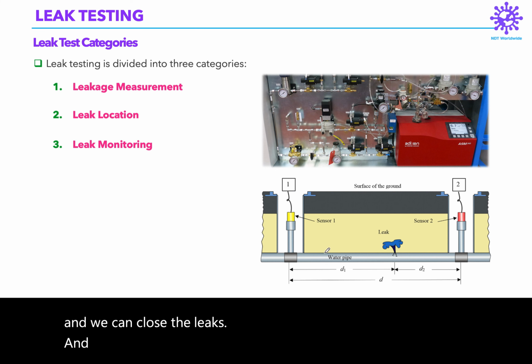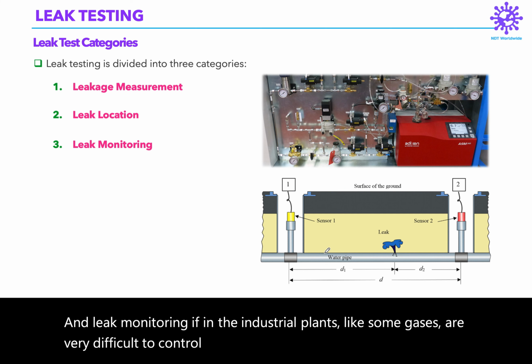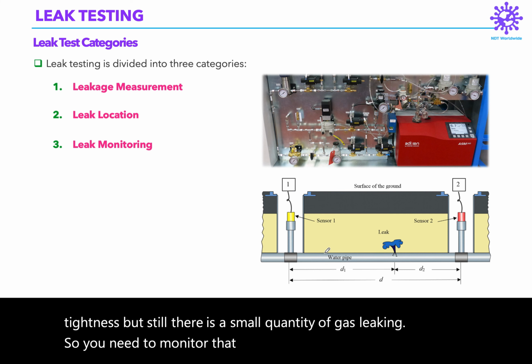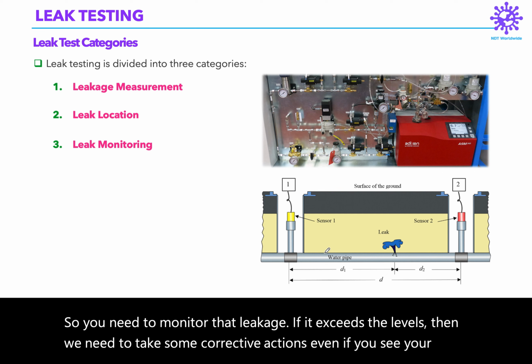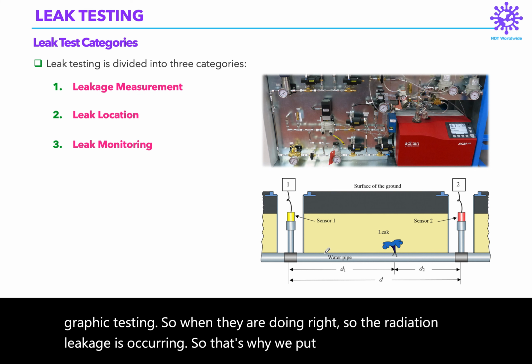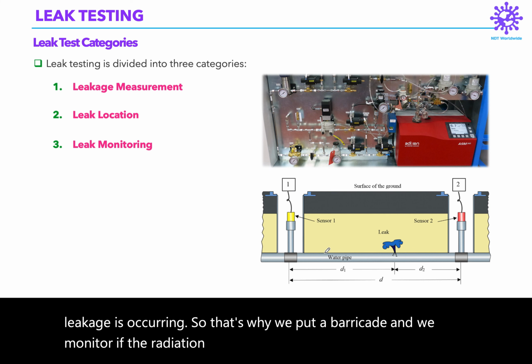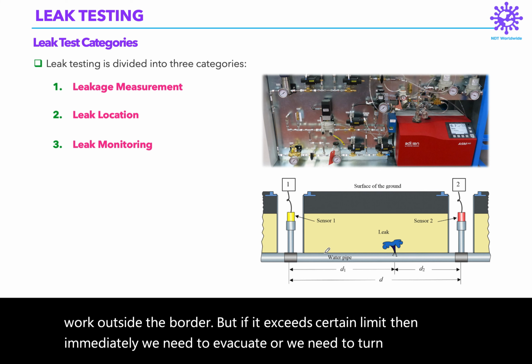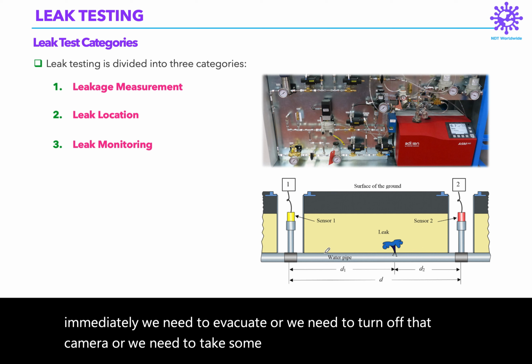And leak monitoring. In industrial plants, some gases are very difficult to control, so even though you try to ensure leak tightness, there is still a small quantity of gas leaking, so you need to monitor that leakage. If it exceeds the levels, then we need to take corrective actions. Even in radiographic testing, when they are doing RT, radiation leakage occurs, so we put up a barricade and monitor. If the radiation level is within the limits, we can safely work outside the border. But if it exceeds a certain limit, we need to evacuate immediately, or turn off the camera, or take some precautionary actions.